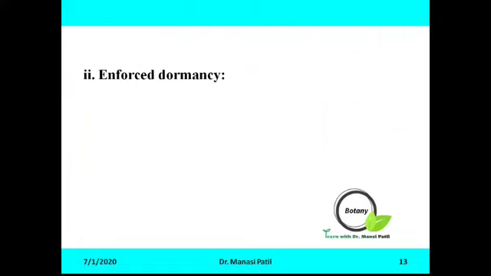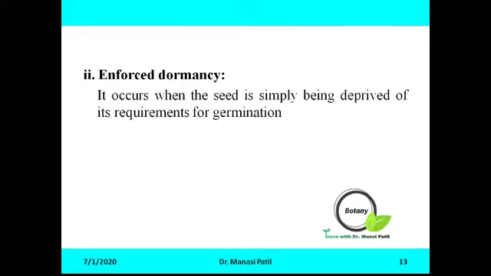The second type, that is enforced dormancy. This type of dormancy occurs due to limitations in suitable environmental conditions. We know that seeds require water, light, and temperature for germination. When one or more of these conditions are not satisfied, the seed fails to germinate, and this is due to enforced dormancy.